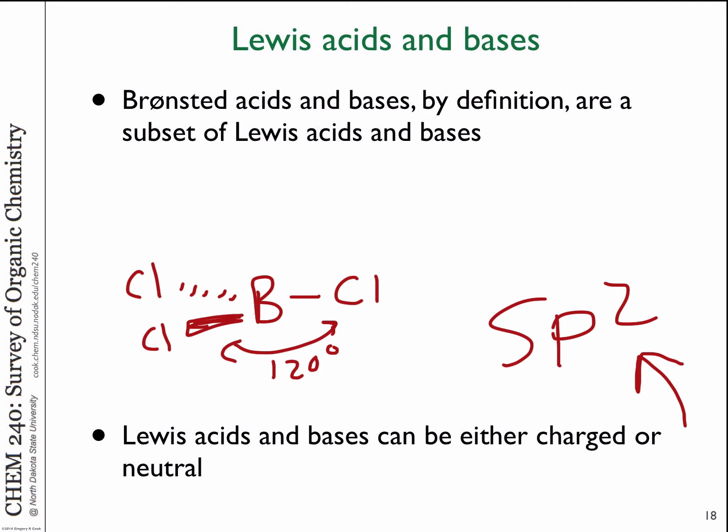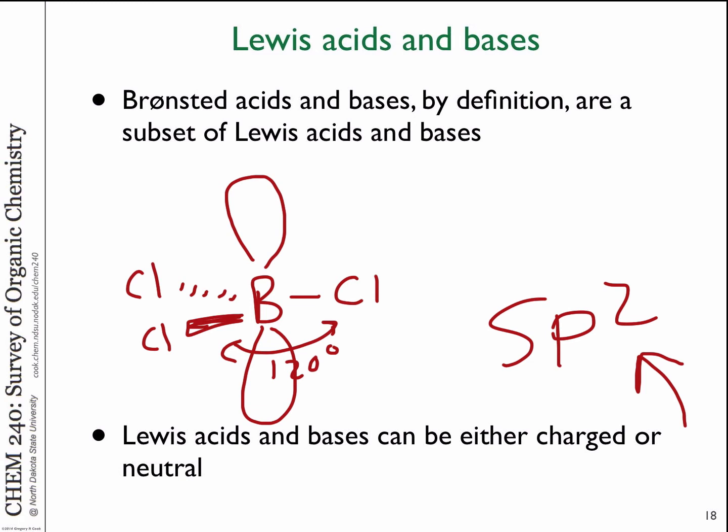It has to be unhybridized, has to be a p orbital. I'm going to draw it here so you can get an idea. Boron trichloride has an empty orbital. Notice this is not filled with electrons, it's empty. And that's important because that allows boron to accept a pair of electrons.